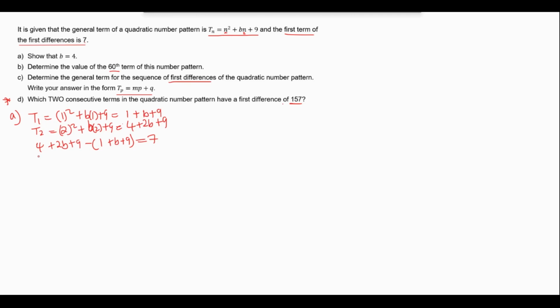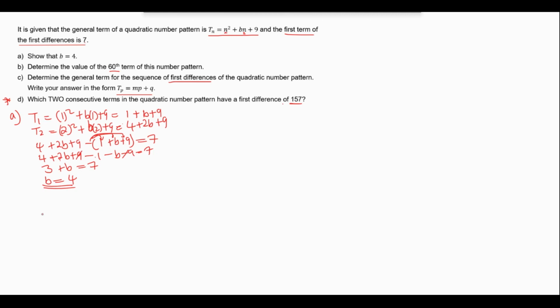Then let's remove the bracket. It's going to be 4 plus 2b plus 9 minus 1 minus b. I'm distributing the negative 1 here. Then minus 9 is equal to 7. 9 minus 9 is 0. Then 4 minus 1 is 3. 2b minus b, that is b, is equal to 7 minus 3. Right? Subtract 3 from both sides of the equation. b is equal to 4.